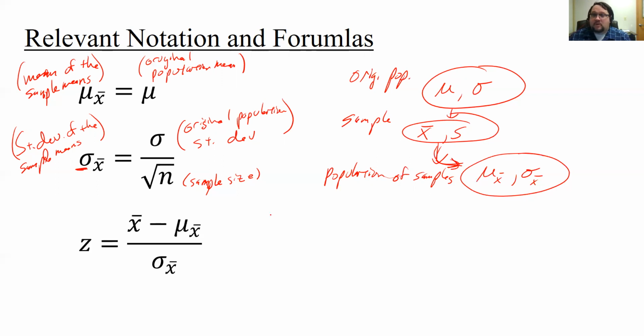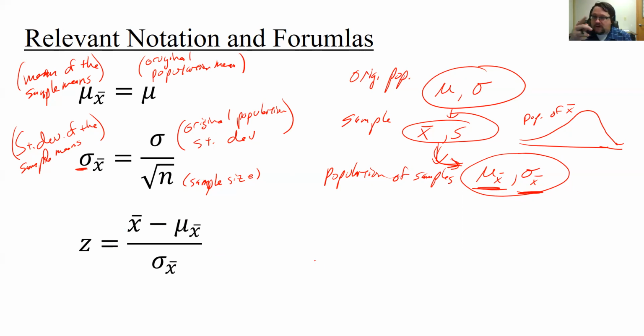All right, and then you can kind of see where this is going. I have this new population, the population of average sample averages, sample means. It's a normal distribution, so we're going to convert it to the standard normal values using z-scores. We're going to use its mean and its standard deviation to do that conversion into z-scores because it's its own population based on the original.